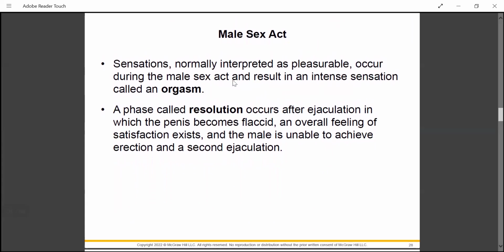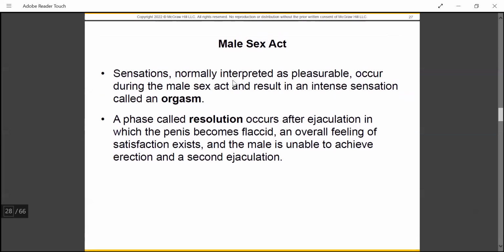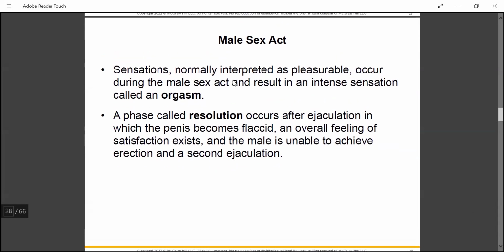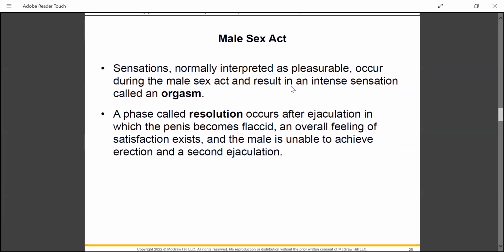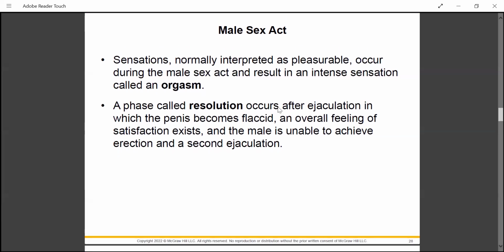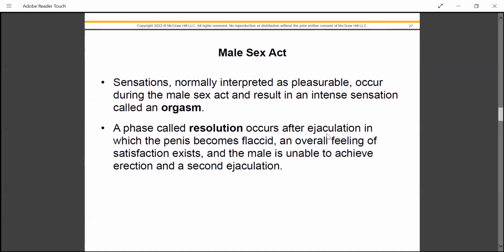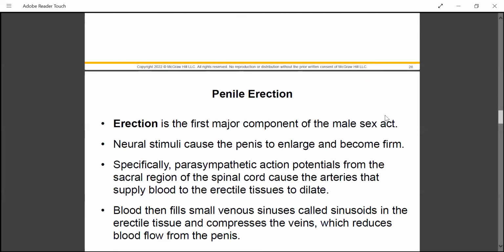So typically, sensations are interpreted as pleasurable during the male sex act, and along with ejaculation, there's going to be an orgasm. Following the orgasm, there's this stage known as resolution. And in this stage, it's when the penis will become flaccid again. And there's a period of time called the refractory period where the male is going to be unable to achieve erection or a second ejaculation.